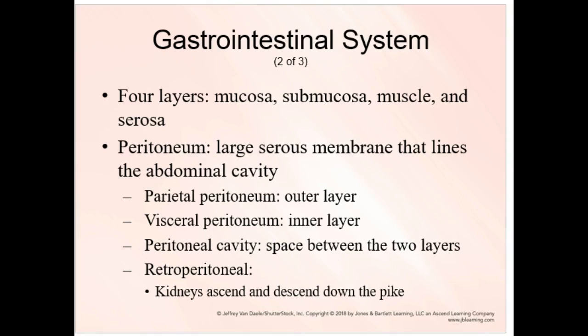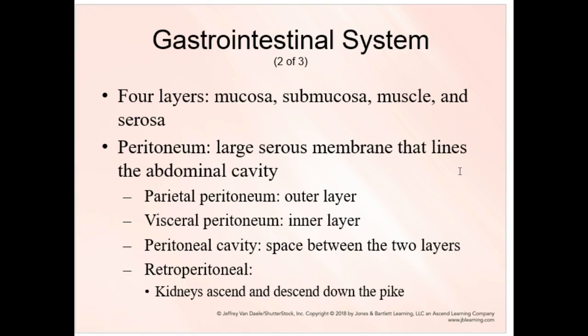Many organs are peritoneal. If you have an organ that is not in these serous membranes, rather behind it, it's known as retroperitoneal, almost like a retro music store or clothing store. It's something that's behind the times. Retroperitoneal are organs that are behind the peritoneal cavity. And I had a hard time remembering them, so I made this silly mnemonic of kidneys ascend and descend down the pike. That means kidneys, ascending colon, descending colon, duodenum, and pancreas. All of those organs are retroperitoneal.